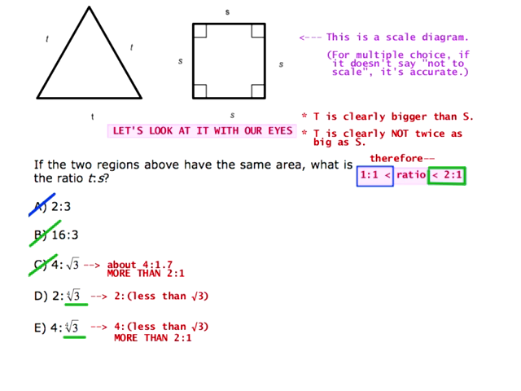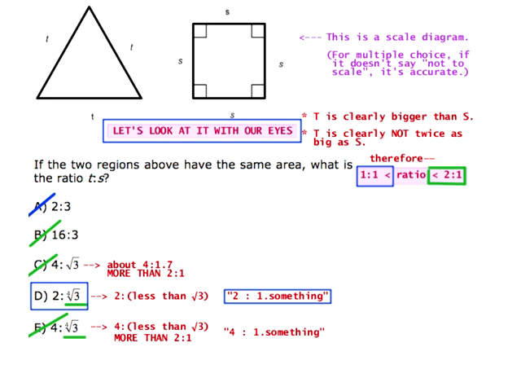I would just look at it like that. I would say it's 2 to 1 point something, and I don't even care what's after the point. This is 4 to 1 point something. The only thing here that could be the right ratio is that one. This last one is too big. We're done. You can do it. You can just look at it with your eyes.